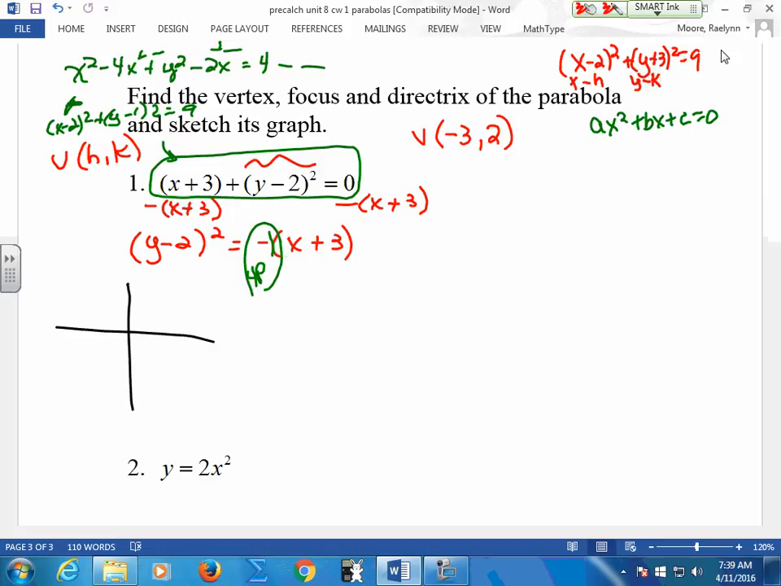find your vertex. Your vertex is -3, +2. And you said it's going to open which way? Left. So somewhere over here, I'm opening. This part is important right here, my vertex, because it's going to tell me how wide this thing is. I don't really know how wide this is. I know it's opening left. I know my focus is going to come inside of here. And I know my directrix is going to be over here.